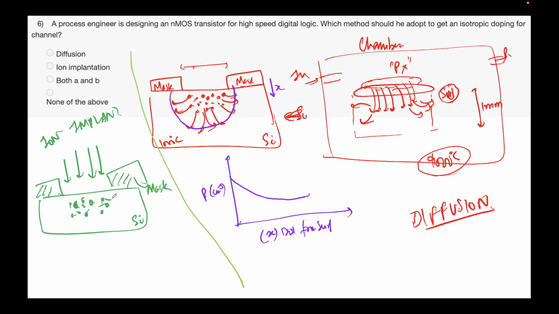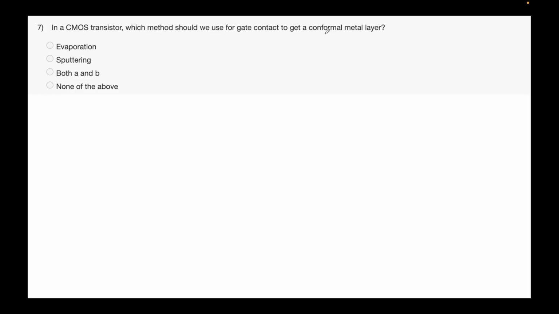Okay, next, in a transistor we want to make some gate contacts. I told you about the contacts, Schottky contacts, we have talked about this. We want a conformal metal layer. What does this mean? So again, this is the surface, this is your mask, and let's say this is your gate, and you want to deposit a metal. What does conformal mean? Conformal means it will hug the shape of the mask.